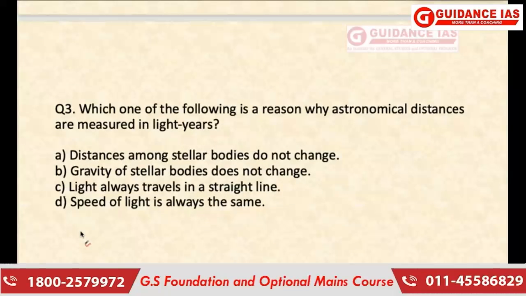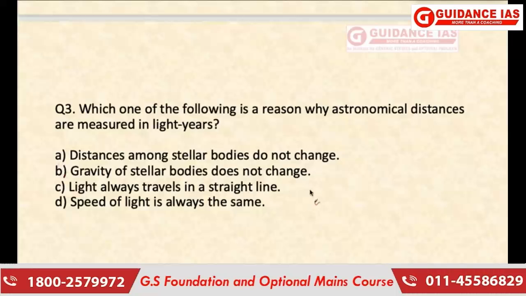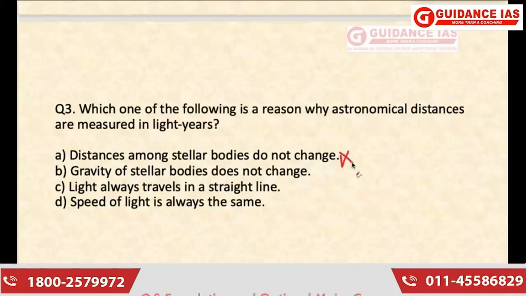Which of the following is the reason why astronomical distances are measured in light years? Astronomical distances ko we measure in light years. What could be the reason behind it? The first reason is distance among stellar bodies do not change. No, they do. So this cannot be the right answer.